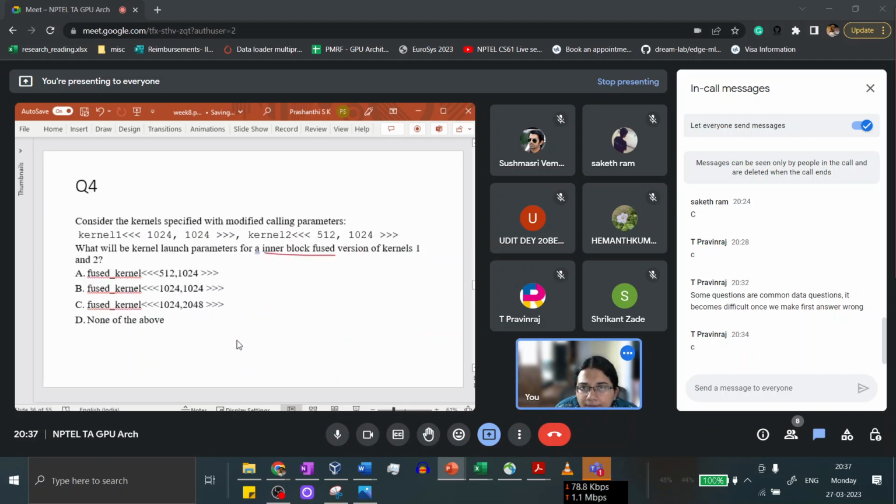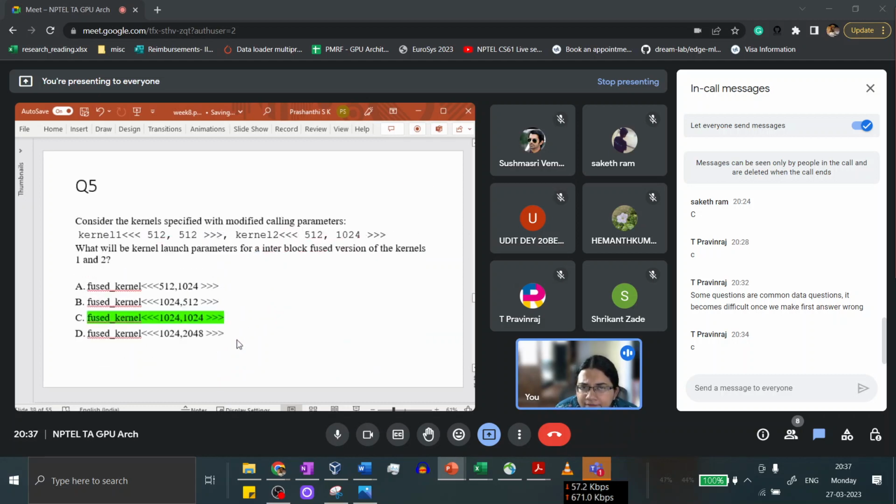So now going back to our question 5, summing up the number of blocks gives you 1024 and taking max on the number of threads gives you 1024. That's why it's option C. Hope this is clear.